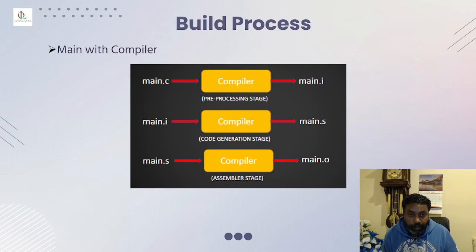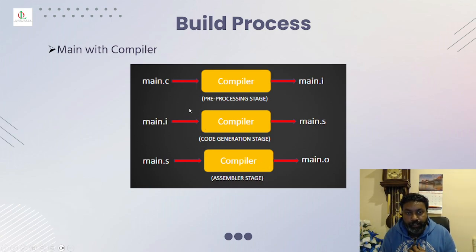The main objective is that when you hit that button to build the project, the main C program will be compiled and give you an object file. That's the work the compiler does. But this happens in a three-stage process.